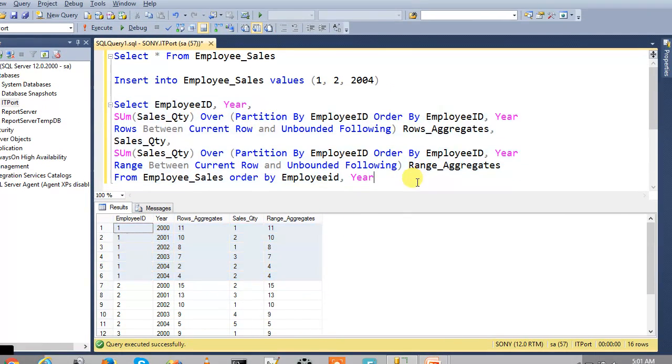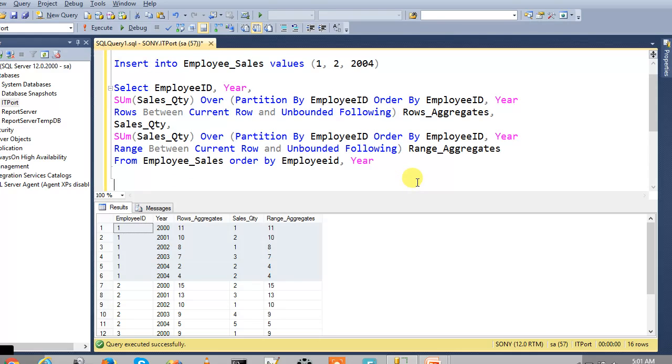So we can check this difference with the duplicate values.